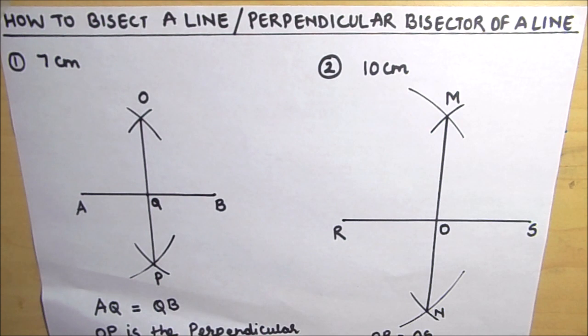After making the perpendicular bisector to a line, we can check using the ruler. I'm sure if you follow the right method, you are going to get the perfect perpendicular bisector to the line.